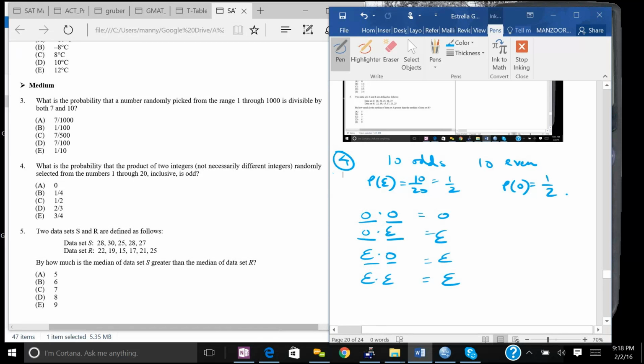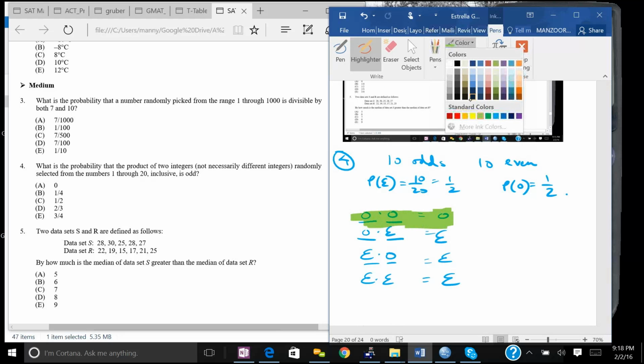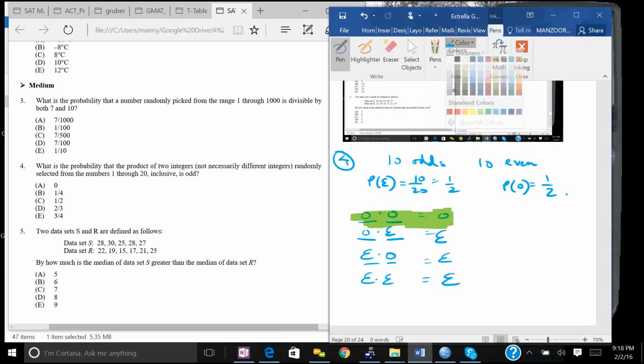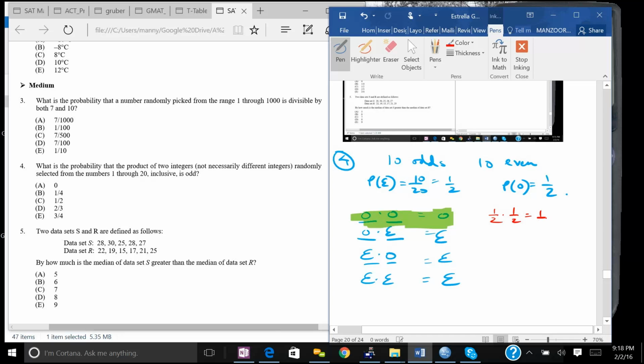Now, it says, what's the chance that this will be odd? So you're talking about just this first one. What's the chance you get odd times odd? What's the chance you get odd twice in a row? That'll be 1 half times 1 half equals 1/4. There's a 1/4 chance that you'll have an odd, because it's independent. Make sense? Yeah.